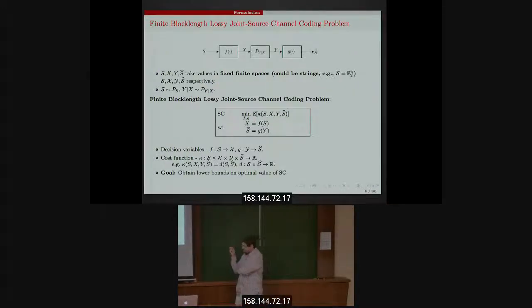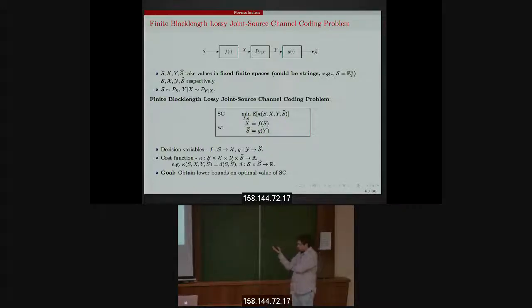Okay, so let's take a finite block length problem. You have S, X, Y taking values in some abstract finite space, and I have a loss function kappa which can in general depend on everything, and I want to minimize the expected loss over all functions f and g under the information constraint that X should be a function of only S, and S hat should be a function of only Y. Okay, and my decision variables are f and g.